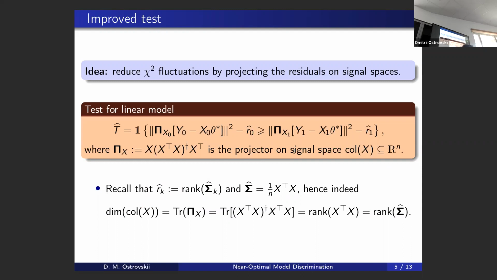So let me consider this test, which will be a nearly optimal one. Before measuring the squared norm of the residuals, I will take the projection over the corresponding signal space x0. So let P of x, for x in R^(n×d), be the projector on the column space of x. So it's the projector on the subspace of R^n. It operates in the space of residuals, in the space of responses in R^n, not in the space of parameters.